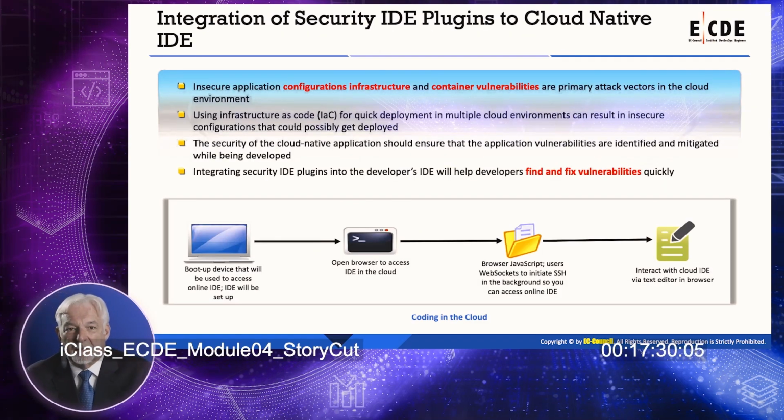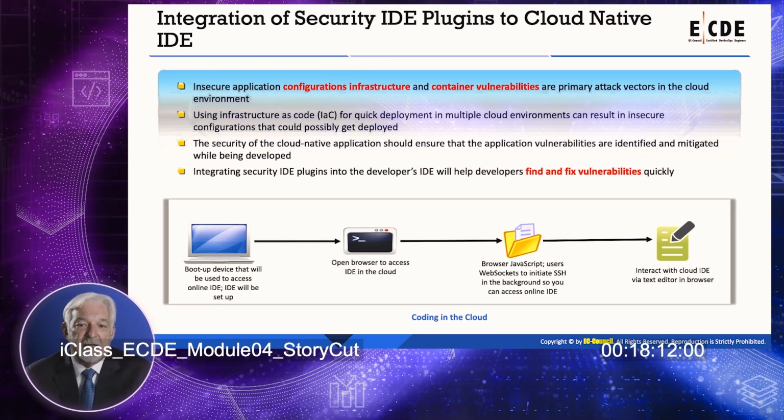All right, so let's talk about integration of security IDE plugins into cloud-native IDEs. Basically, we're talking about AWS and Azure, etc. Insecure application configurations in infrastructure and container vulnerabilities are the primary attack vectors in the cloud environment. Using infrastructure as code, or IaC, for quick deployment in multiple cloud environments can result in insecure configurations that could possibly get deployed. The security applied to the cloud-native application should ensure that application vulnerabilities are identified and mitigated while being developed. It fits right in with the flow of what we're talking about right now.